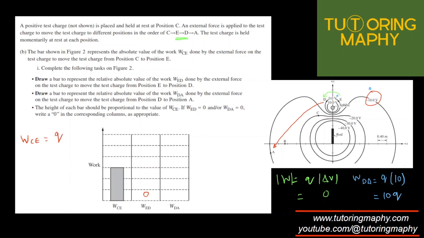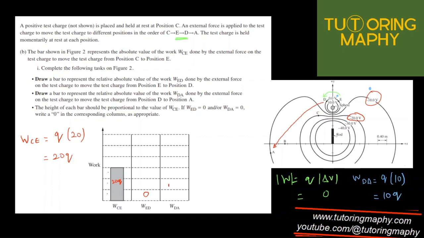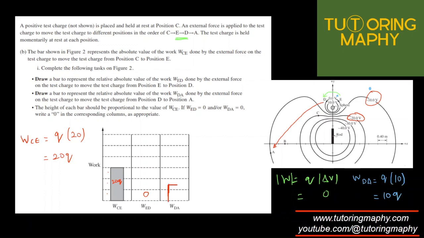And WCE will be Q times, I believe C is at minus 20 volt and E is at 0 volt. So the difference between negative 20 and 0, absolute value again, is 20. So that is 20Q. So if this represents 20Q and I need to draw a 10Q, obviously that's going to be half. So half of it, since this is covering 1, 2, 3 blocks, it should cover 1.5. So 1.5 will be around here. That should be the relative absolute value of the work done from D to A.